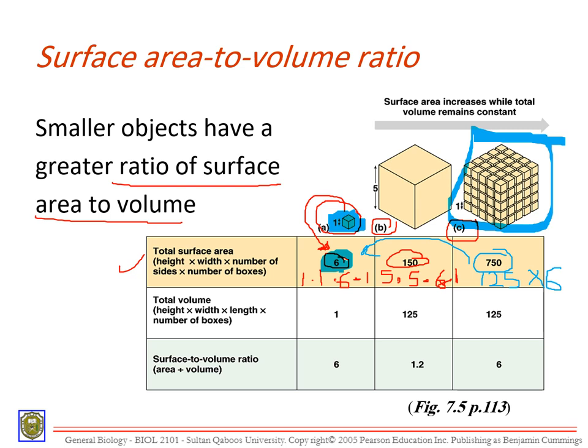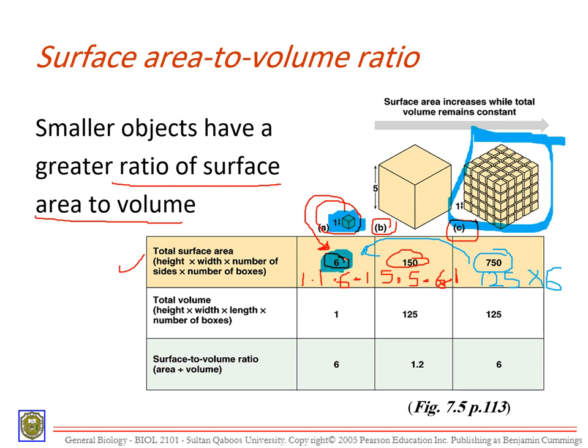And you can see that the surface area of scenario C is much, much higher, because it has many more faces than B and A. So it has a higher surface area. Let's look at the volume now. I'm not going to get into the details. You can do these very simple calculations by yourself. I'm not going to write it down. So let's look at the volume.